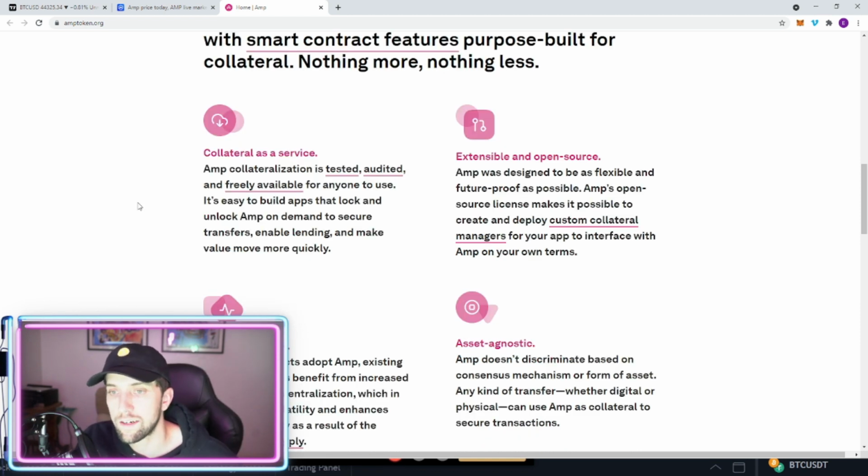AMP's been tested, audited, and freely available for anyone to use. So if you want to try it out, you're free to test it. They're extensible and open source. It's not inflationary like we were talking about, and it's asset agnostic, which means it doesn't discriminate based on consensus mechanism or form of asset. Any kind of transfer, whether digital or physical, can use AMP as collateral to secure a transaction.